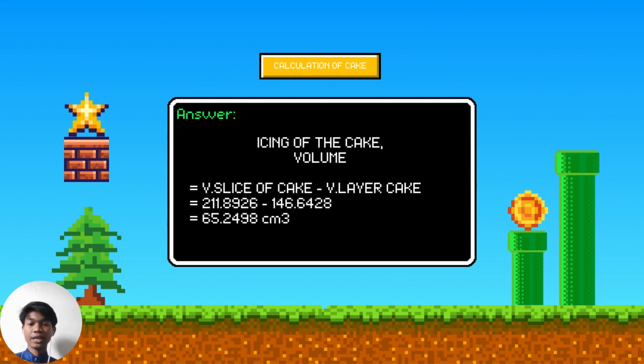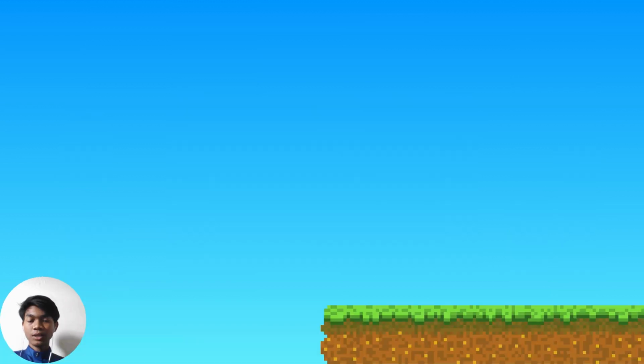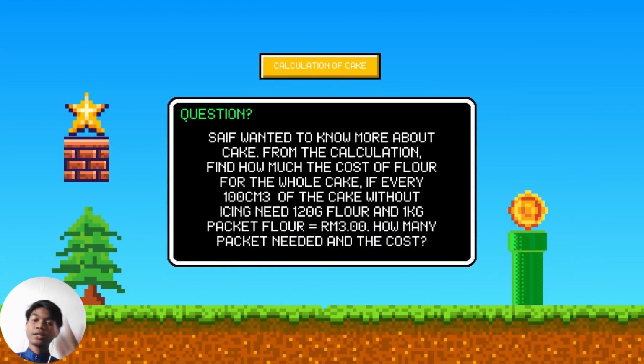Okay, lastly, we also have to find the volume for the icing of the cake. To find the icing of the cake, we just have to minus the volume of the layers of the cake from the volume of the slice of cake, with the answers we got before. Volume for the slice of cake is 211.8926 minus the volume of the layer cake, which is 146.6428, and the final answer we will get is 65.2498 cm cube.